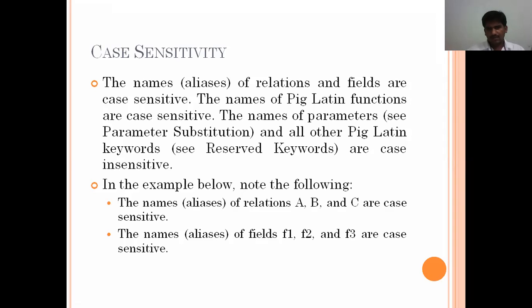The examples below are not following. Names of relationships, capital A, capital B, capital C, are case sensitive. The alias names and fields F1, F2 are case sensitive. Fields we will mention as F1, F2, F3, and relationships we will mention as capital A, capital B.